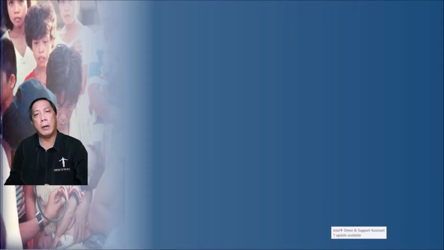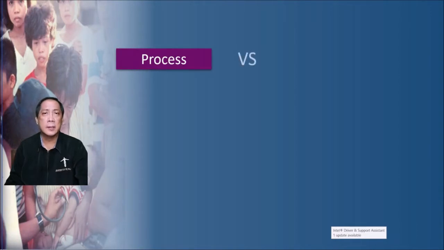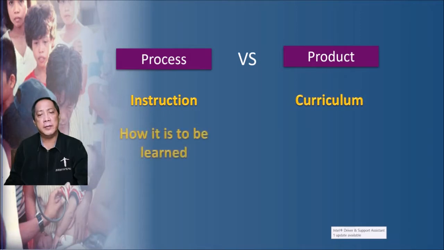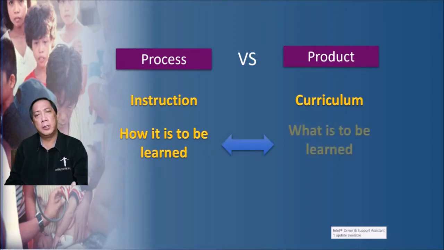So when you talk about training or designing any training for that matter, you should remember at least two major concepts: the concept of process and the concept of product. When you talk about process, you should think of the instruction. And when you talk about product, you will think of the curriculum. And therefore, process is about how it is to be learned, while curriculum talks about what is to be learned.